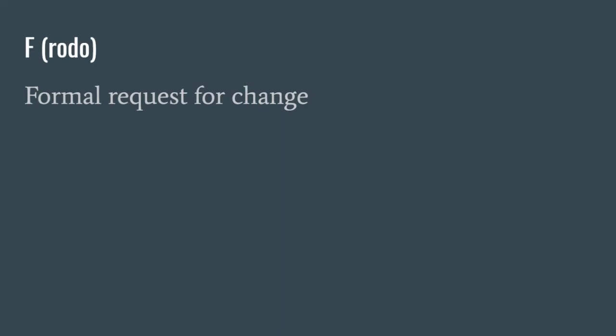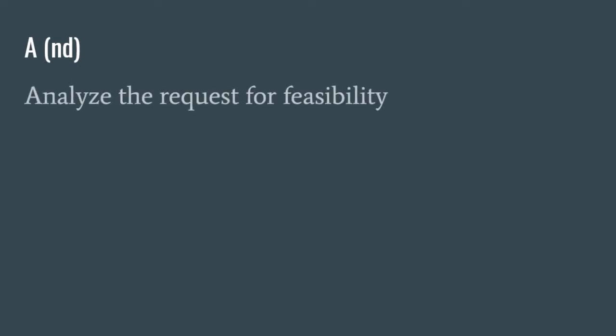F is for Frodo, which is actually for the formal request for change. This is where the request goes into the process through some form or some formal mechanism that requests the actual change to the software or the system, in some cases the baseline. So there's Frodo, and the A would stand for analyze the request for feasibility. This is where the team members would take the request and look at it to see if the change to the baseline or the software or the code is actually feasible.